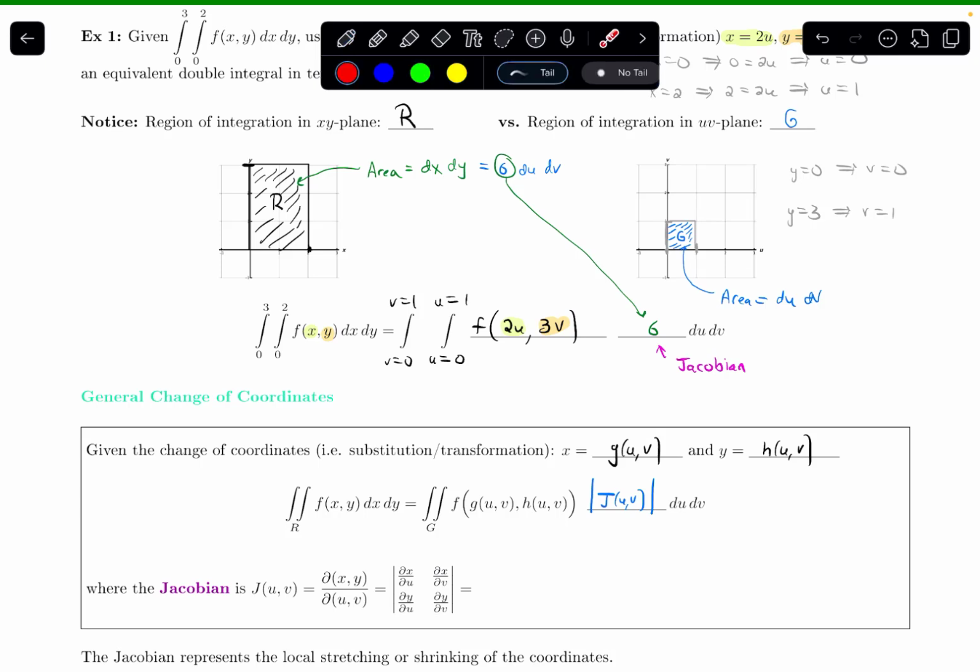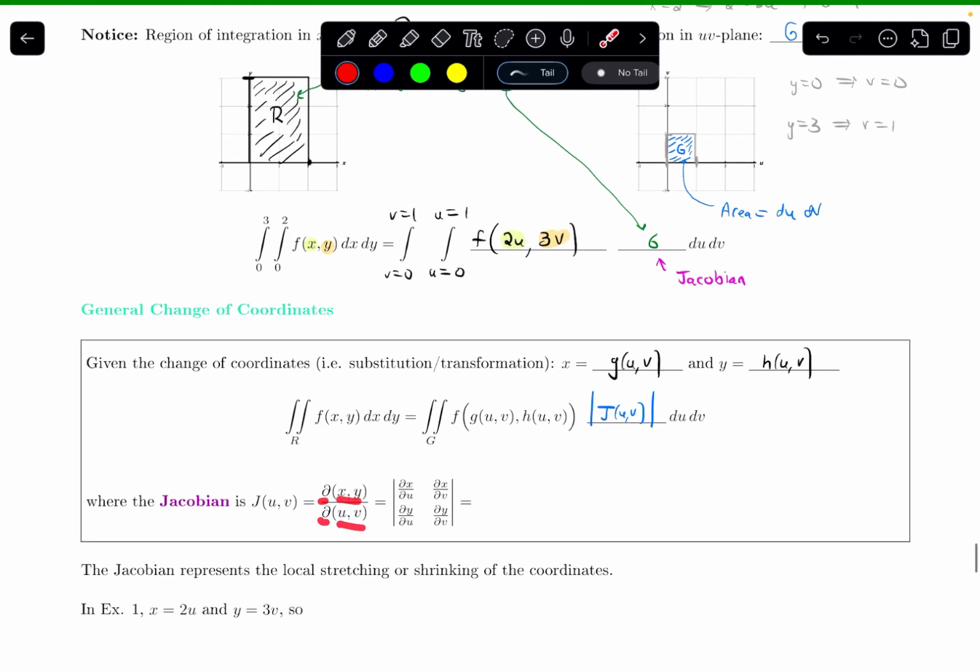So what's the Jacobian? The way I notate it and write it is this partial derivative, partial x comma y, partial u comma v. That's just notation. What it means is this thing. This is called the determinant of a matrix. On the first row of the matrix, you have partial derivatives of x with respect to u and v. On the second row, you have partials of y with respect to u and v. These vertical lines mean you're taking a determinant.